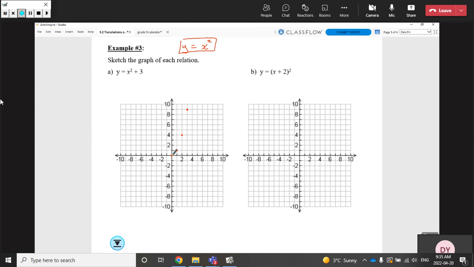Again, over 1, up 1. Over 1, up 3. 1, 2, 3. Over 1, up 5. 1, 2, 3, 4, 5. And this red parabola right here is, in fact, the graph of y equals x squared. Just the parent.